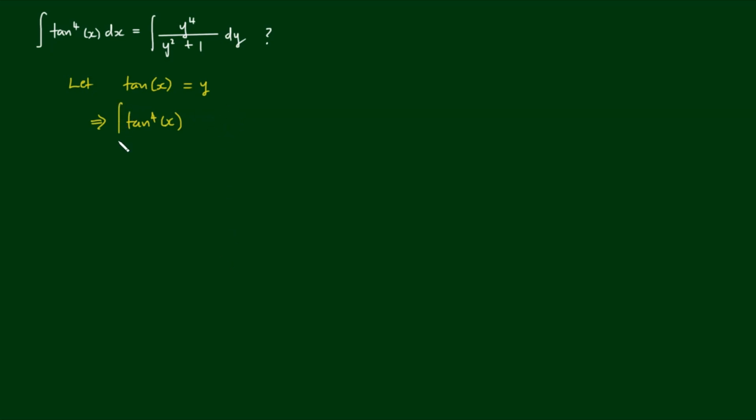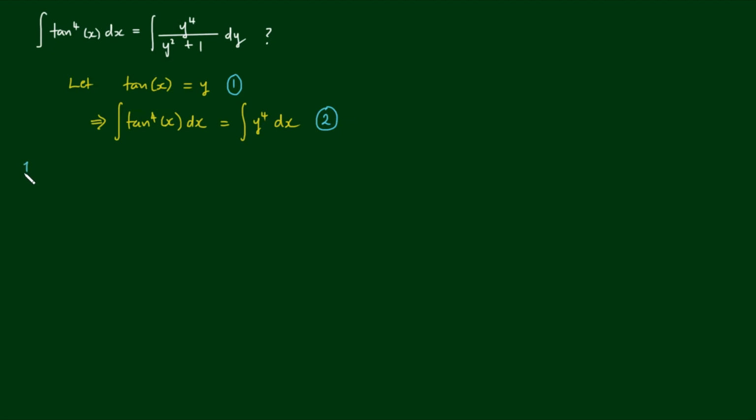And that of course means the integral of tan to the fourth power of x dx is equal to the integral of y to the fourth power dx as well. But to complete the change of variable, I have to integrate with respect to y on the right hand side. So let's call this tan x equals y equation 1. Let's call the integral of tan to the fourth power of x dx equals the integral of y to the fourth power dx equation 2.